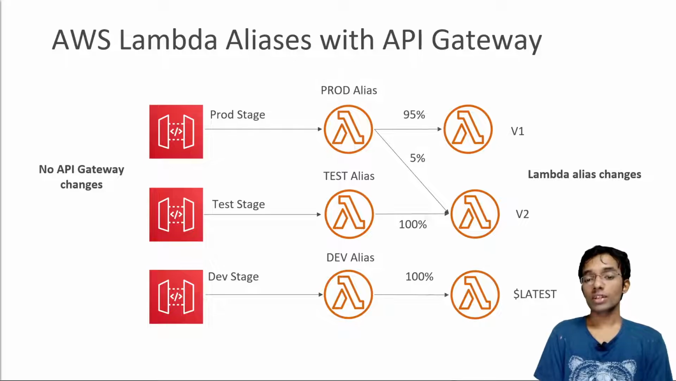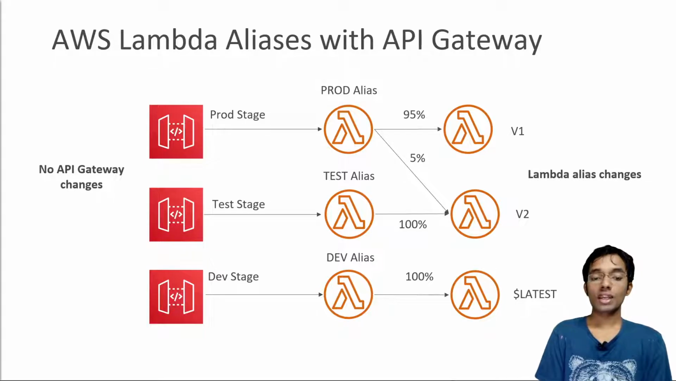Then we have a test stage pointing to the test alias, pointing 100% of its traffic to the v2 lambda function. And then we have the production stage, same thing right now, pointing to the v1 function of our lambda function, and it's 100% of the traffic. But in case we want to start slowly introducing v2 into the production alias, what we can do is point 95% of the traffic to v1 and 5% of the traffic to v2.